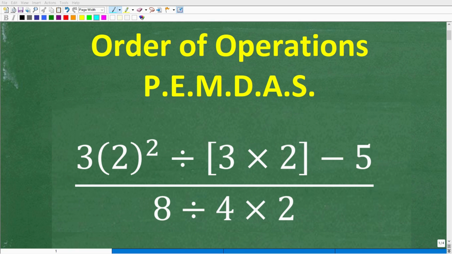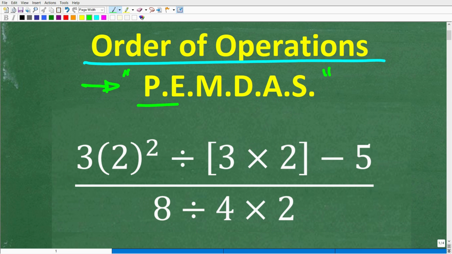Okay, so one of the most common reasons behind all math mistakes is an improper use of the order of operations. And that's what this little video is going to be about. We're going to cover the order of operations, kind of do a quick little lesson. And by doing so, we need to review this little phrase right here, or acronym, called PEMDAS.